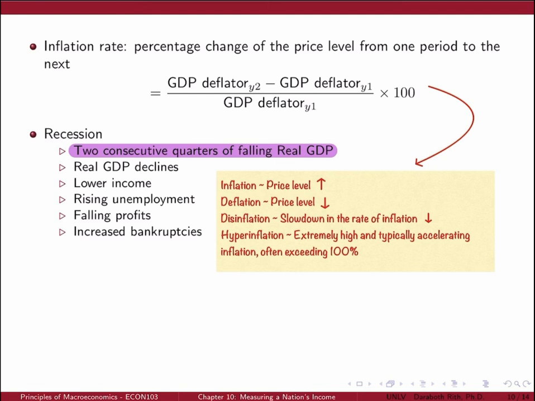Types of inflation. Inflation is a general increase in price levels. Deflation is a decrease in price levels.